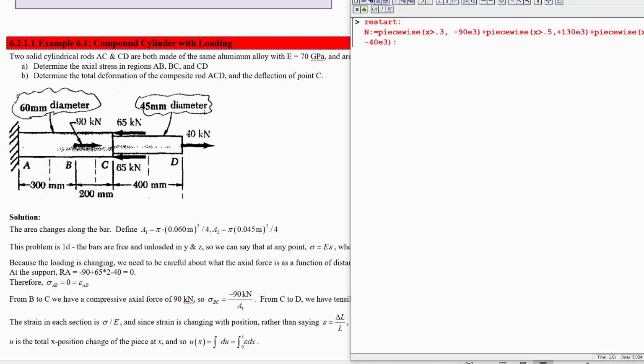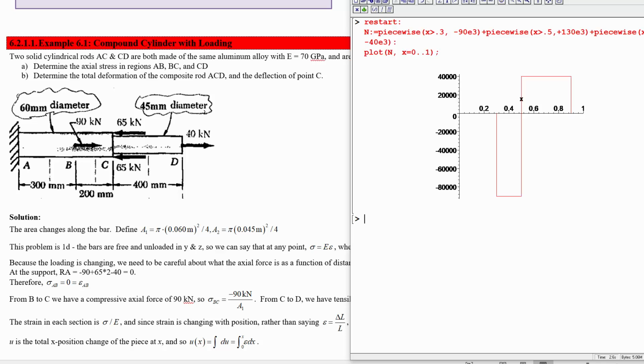Okay, so we can plot that, and from x is 0 to, let's go a little bit past, let's go to 1, and it looks like it works. We've got 90 kilonewtons of compression here, negative 90, only on the part between B and C. And then it looks like exactly 40 kilonewtons of tension over here, positive force on this side. All right, so next thing, to find the stress, we just have to divide this force by the area.